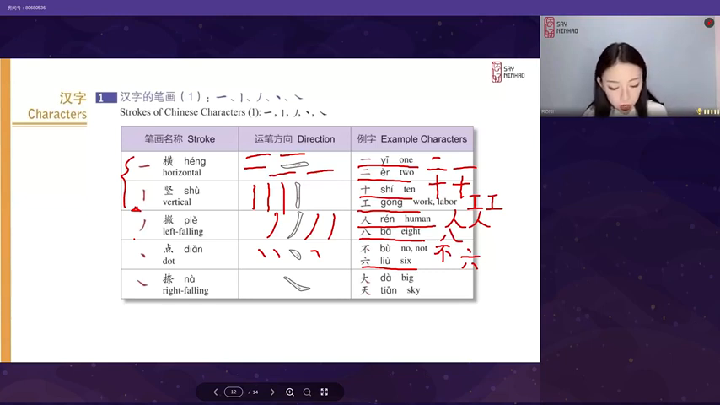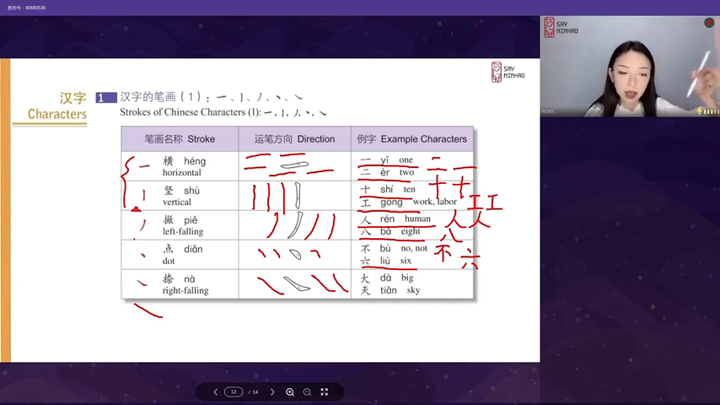The last stroke is right falling, which is na in Chinese. Na, right falling. And the direction of writing it is from top to bottom, left to right. This is right falling. And the example characters are these two. We have already seen the right falling here.